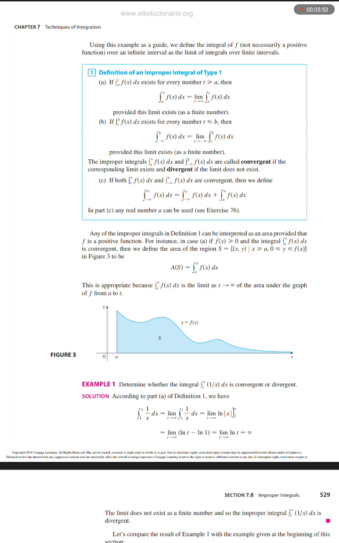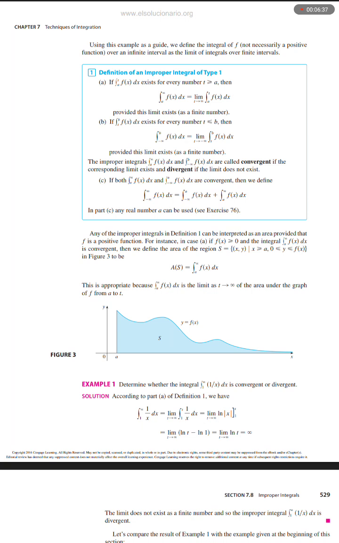Part B. If the integral from t to b of f of x dx exists for every number t less than or equal to b, then the integral from negative infinity to b of f of x dx equals the limit as t approaches negative infinity of the integral from t to b of f of x dx, provided this limit exists as a finite number.